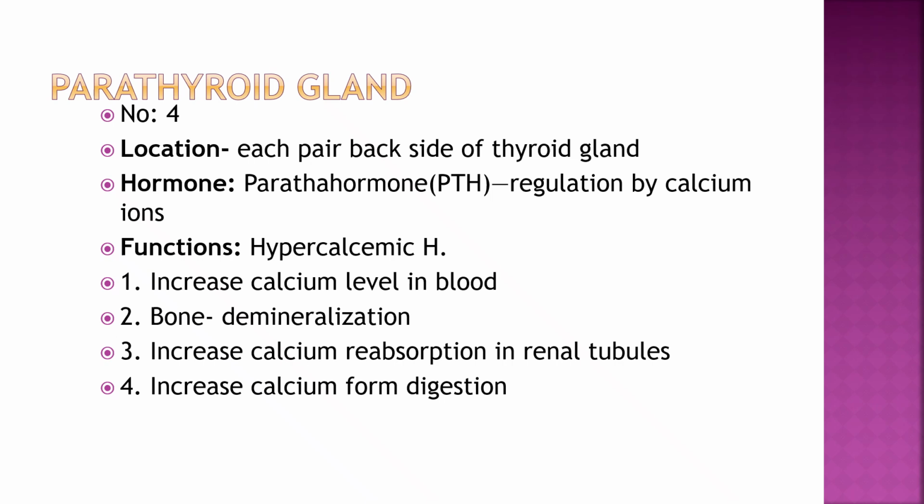Fifth gland is the parathyroid gland. They are four in number, located in pairs at the back side of the thyroid gland. The hormone secreted by the parathyroid gland is parathormone, or PTH, and it regulates calcium ions. Parathormone acts as a hypercalcemic hormone. It increases the calcium level in the blood by bone demineralization, increased calcium reabsorption in renal tubules, and increased calcium absorption from digestion.